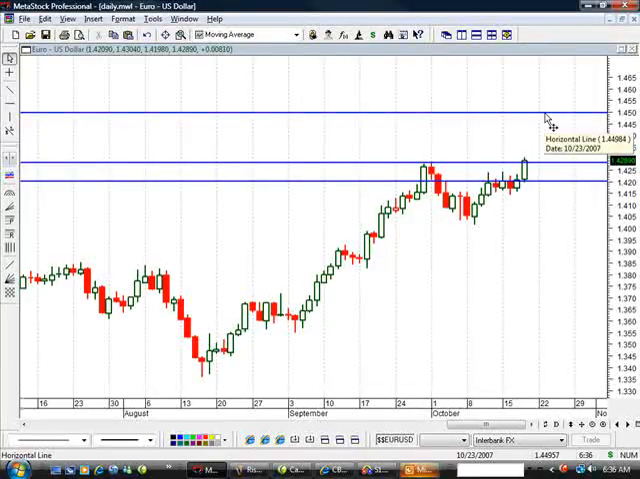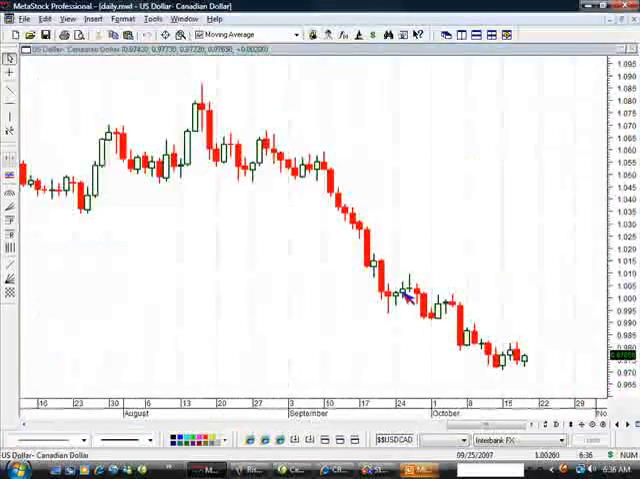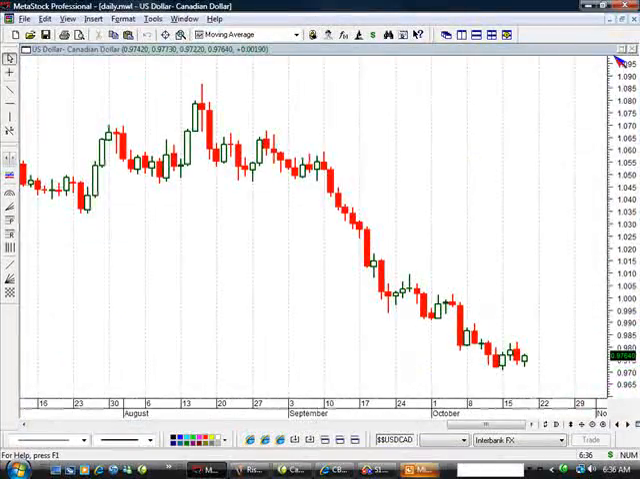So what we did was we gave up a little bit of profit to eliminate the risk of being whipped out with this stop loss. So that's how these two contrast. Let's look at another example. I'm going to bring up, but we won't take as much time on this one.